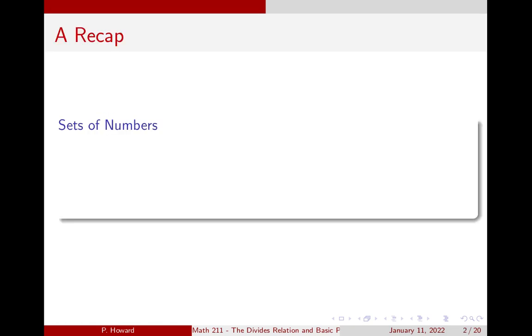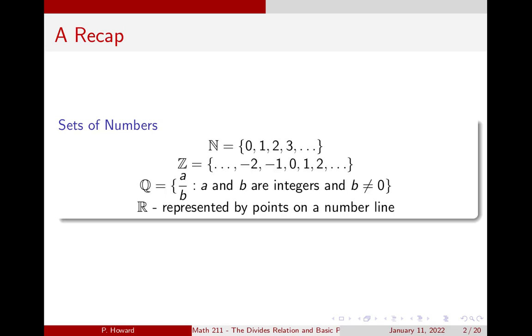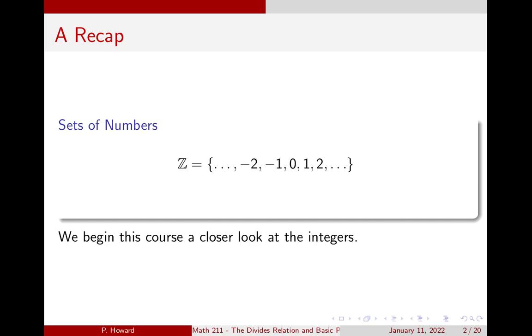Just a recap of Module 1, we talked about various sets of numbers: the natural numbers, capital boldface N, the integers, capital boldface Z, and capital boldface Q, the rational numbers. These are the fractions with numerator and denominator integers, and then the real numbers, the numbers represented by points on a line. And in this video, which sort of begins the course, we're going to specialize and talk about the integers.